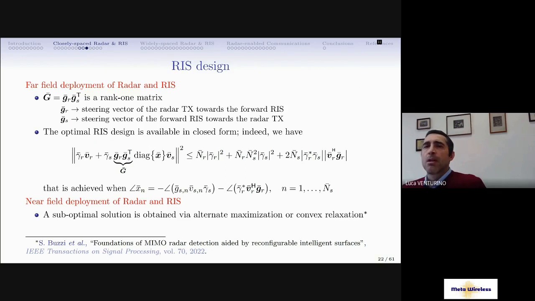So if we plug this rank one decomposition into our objective function here, it's not difficult to show that we actually have a closed form expression for the optimal phase design. And what this optimal design must do is to first phase align this term here, and then make sure that the steering vector VR, which is the steering vector from the radar toward the target, and the steering vector GR, which is the steering vector of the radar toward the RIS, are properly aligned.